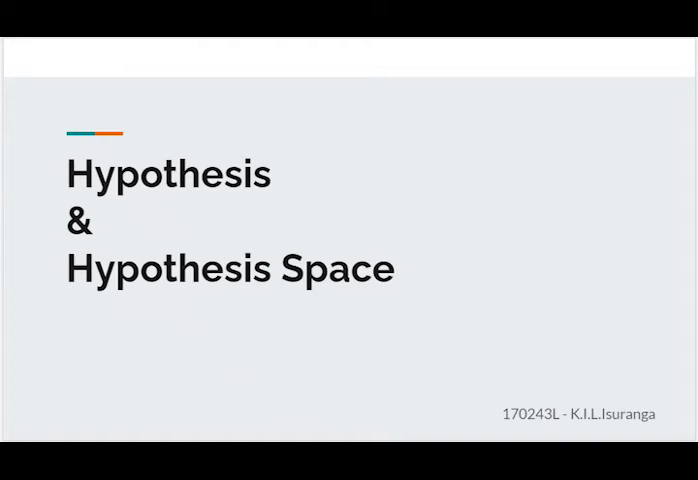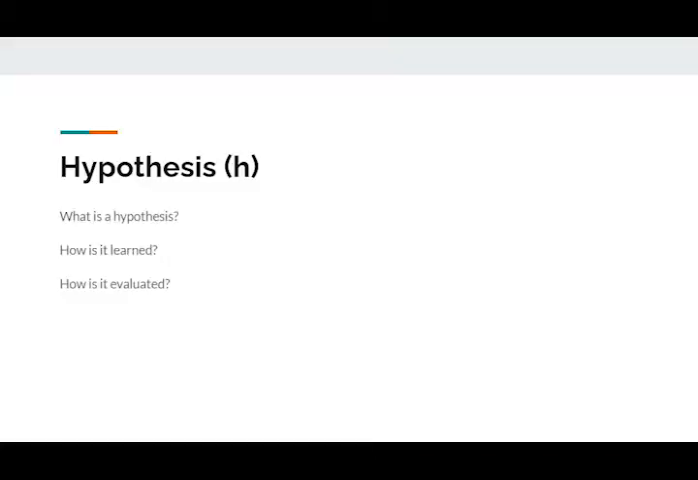I will be explaining to you about hypothesis and hypothesis space. What is a hypothesis? In supervised learning, we use available data to build a target function that maps inputs to outputs. A model that approximates the target function and maps the inputs to outputs can be called a hypothesis.